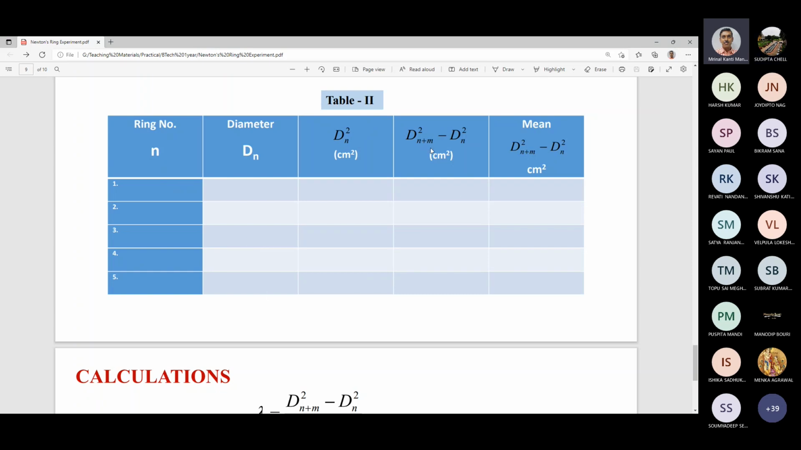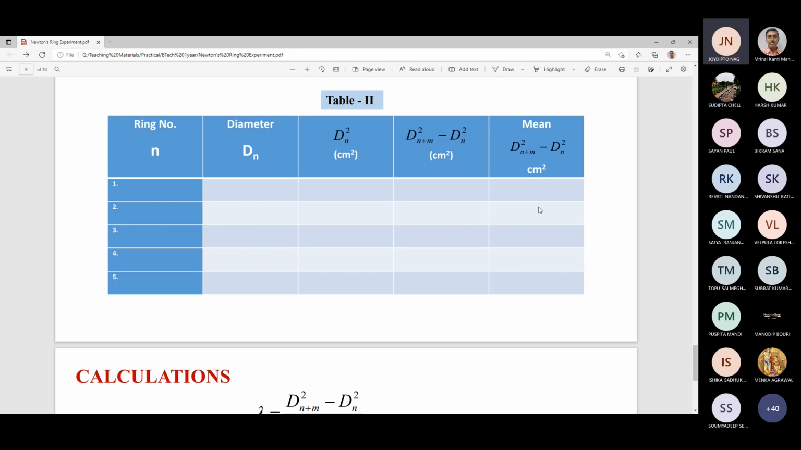Then you take m equal to 3. Then what will happen? This difference will be n equal to 2 and m equal to 3. That is the fifth ring. So d fifth, that is d5. Which one? 2, 3, 4, 5. This one. D5, this reading minus this reading. Or sorry, here. This reading minus this reading. That you will put here because it is dn square. And then you take the mean of this, the average value. Can you understand?